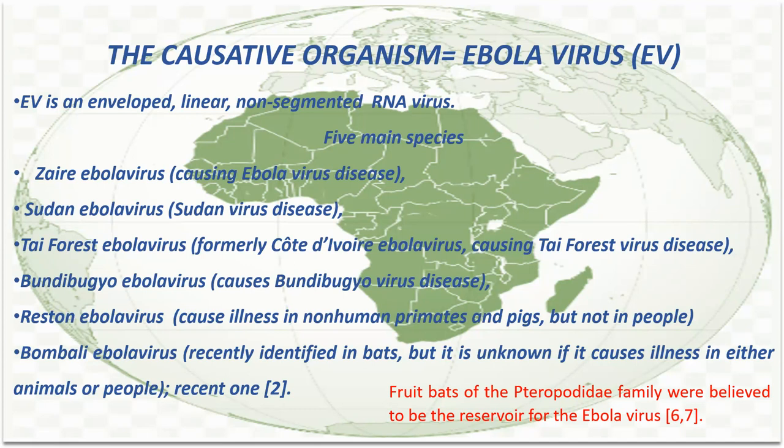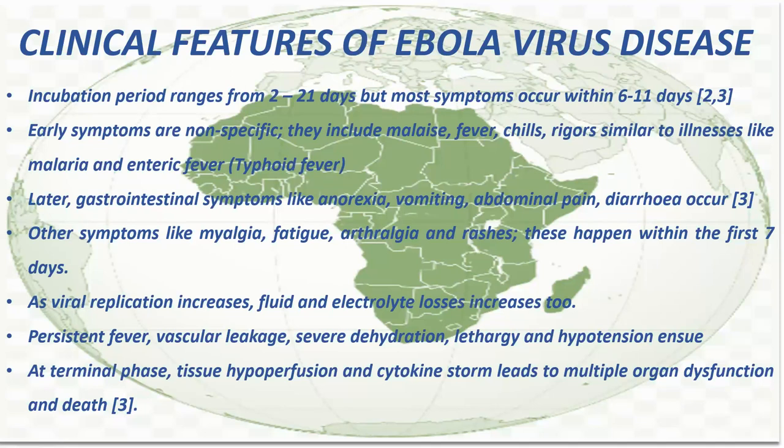Now, this Ebola virus, of course, is an animal-borne disease. It has a reservoir, which is the fruit bat. Then other non-human primates and other animals can also be seen in the wild. Now, when Ebola virus occurs, the person is not infectious until symptoms manifest. The incubation period is within 2 to 21 days, but most symptoms occur within 6 to 11 days.